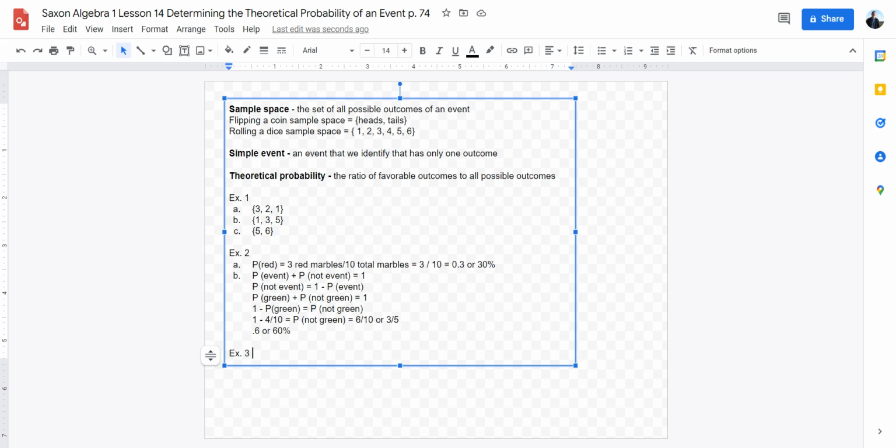Okay, so greater than 4 means it has to be 5, 6, or 6. How many possible outcomes are greater than 4? Well, there's 3 outcomes that are greater than 4. Can't include 4. And there's 10 total options. There's 10 total possible outcomes. So 3 over 10 equals 0.3 or 30%. There's a 30% chance of drawing a number that's greater than 4. That means that there's a 70% chance of drawing a number that's 4 or less.